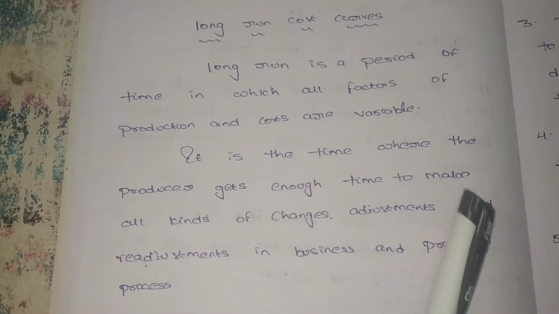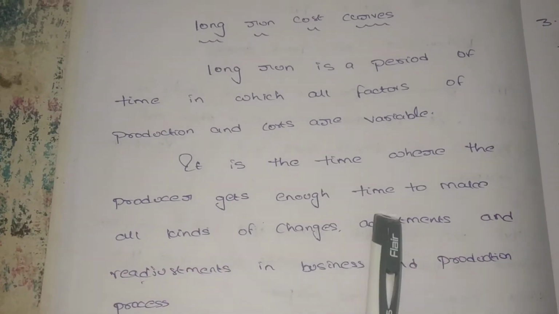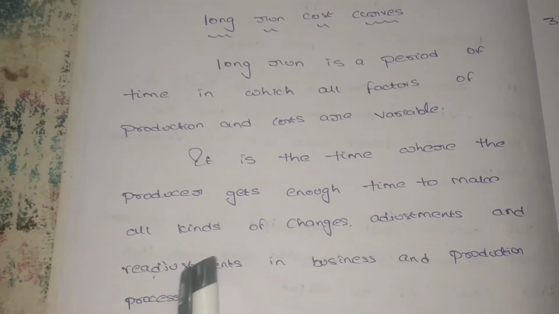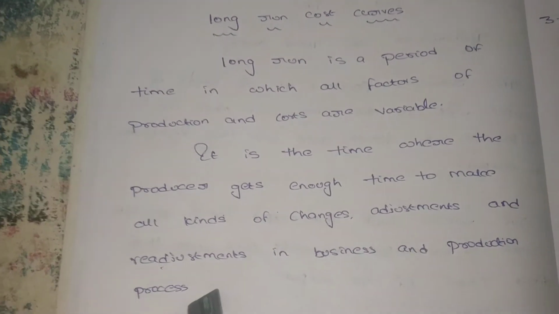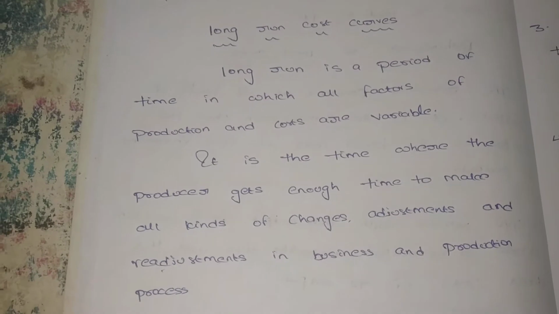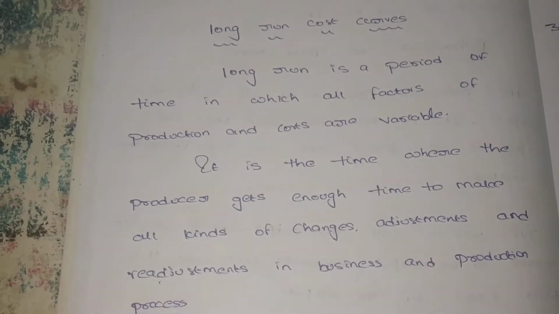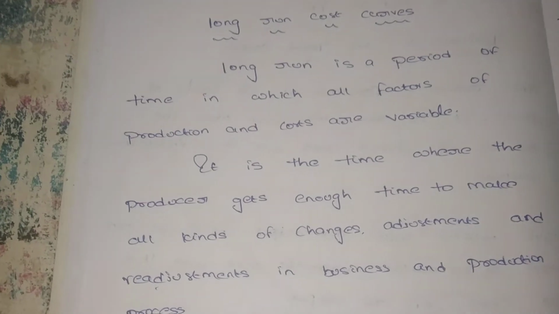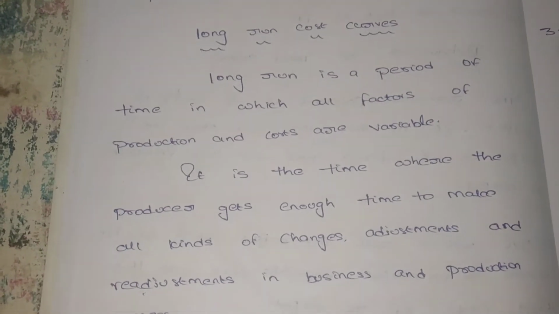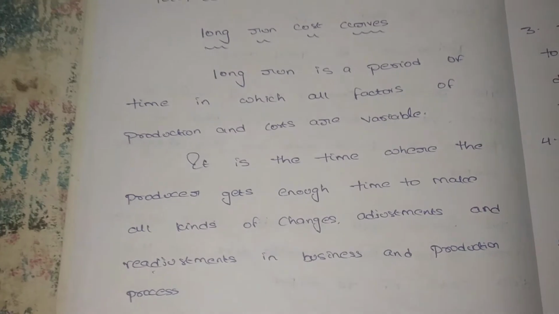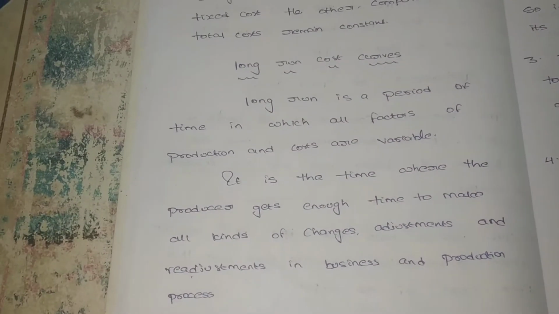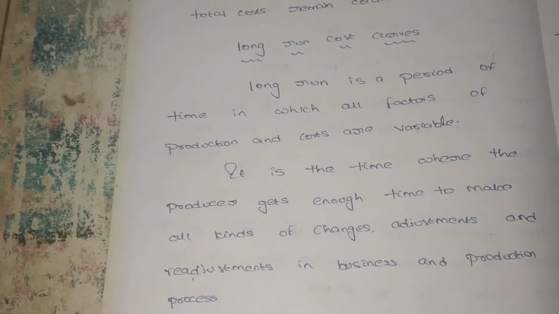When compared to the short run, the producer is unable to change the production process, but in the long run the producer has enough time, more than 1 year, so we can make any changes for increasing our productivity. It is only possible in the long run. I hope you understand what is the long run.